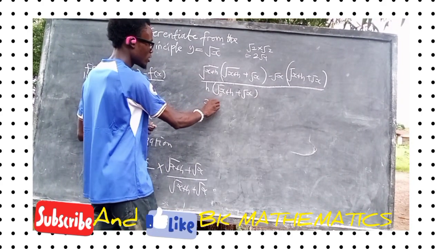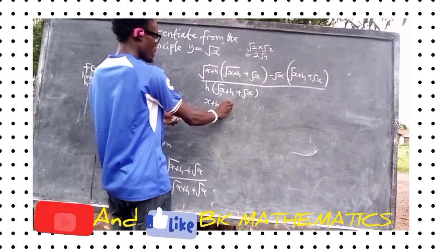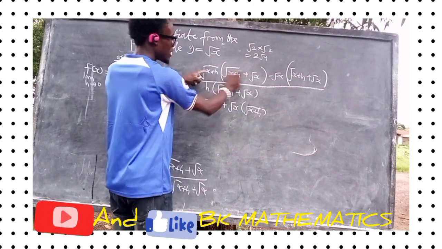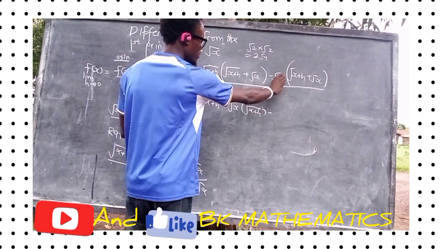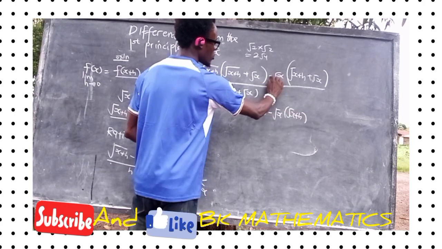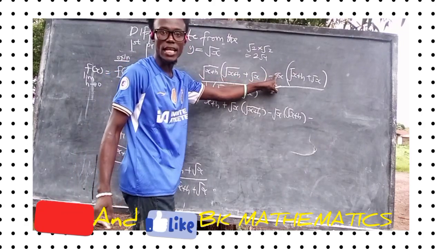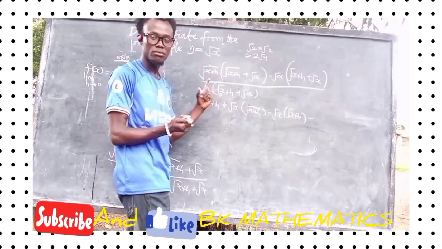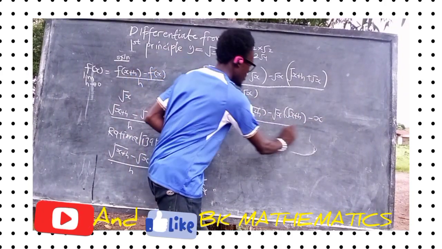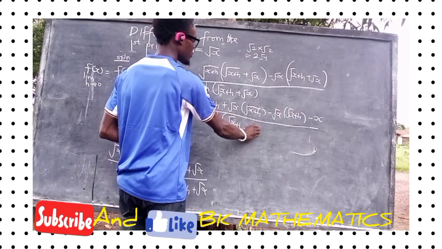So we get x plus h after multiplying this and this, since they are the same root. Then plus root x into root x plus h. Multiplying the other terms, we get minus root x into root x plus h, since minus times plus gives minus. Now root x times root x are the same, so you just take x. Then we divide: everything becomes h into root x plus h plus root x.